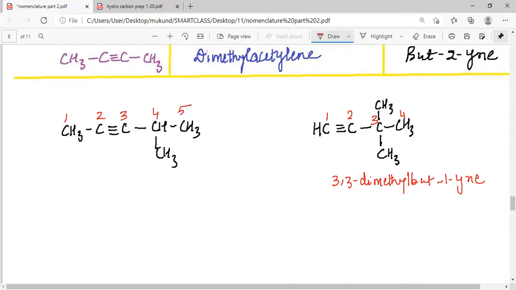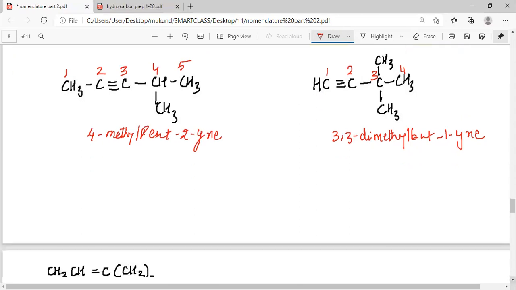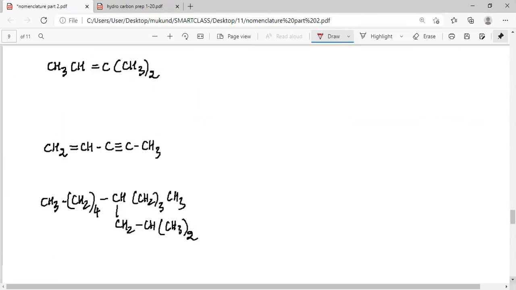Same way, my dear students, we can give numbering to these carbons, and we can see that on the second carbon we have a triple bond, so we can write it as 4 methyl pent 2 yne. So this is how we can do it, dear students.